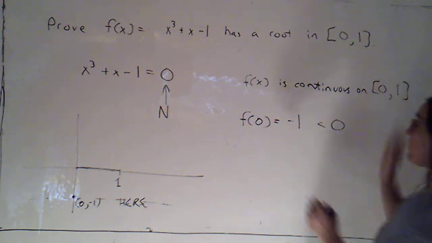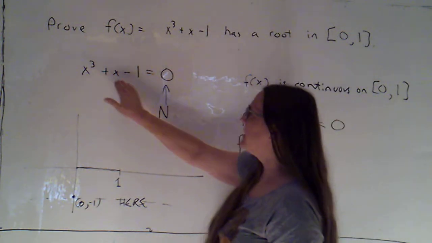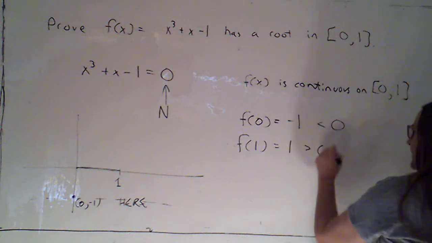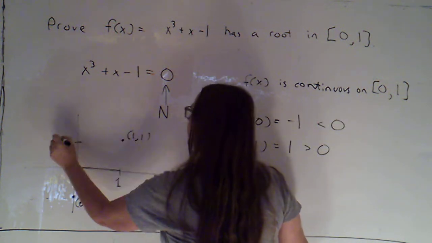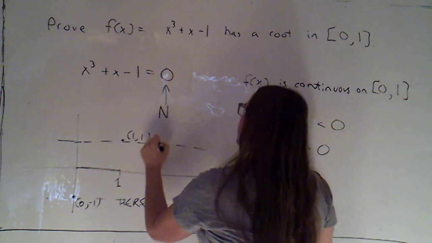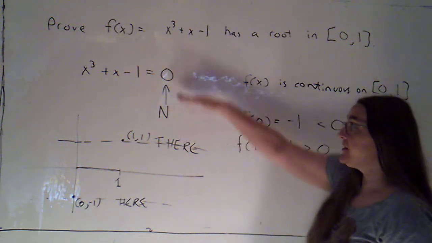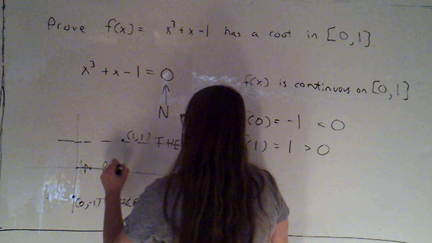Let's see where we are at 1. F of 1 would be 1 plus 1 minus 1. That's 1. Well, that's bigger than 0. There's my point 1, 1. I'm just going to say, hey, that's up there. And where is 0, this number that I'm trying to hit? It is very conveniently in between.